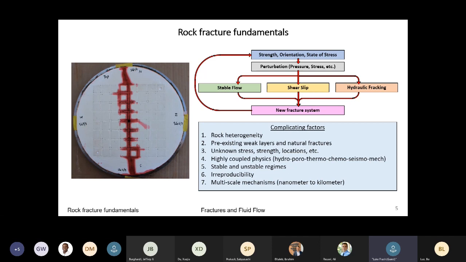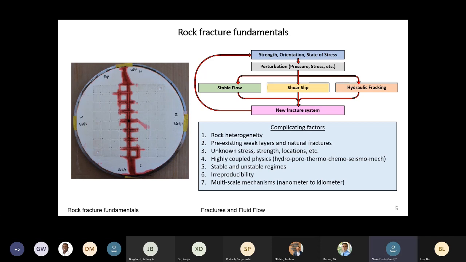This kind of challenge does lead to irreproducibility, which is why I go after experiments like you see here on the left, where you can control things as much as necessary to look at the mechanisms that you care about in that particular study.